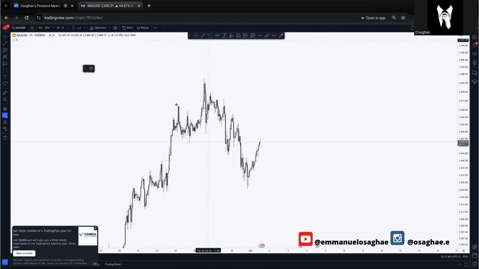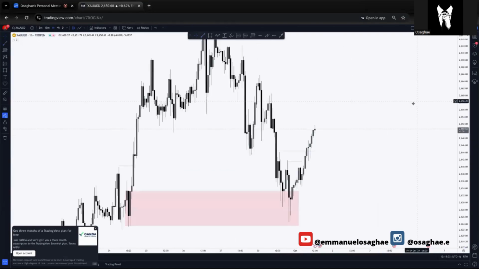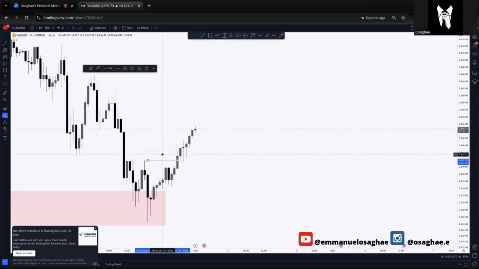Okay, let's just cut the story short. We are currently reacting off this demand zone, and that demand zone broke structure to the upside from here, and then broke further structure to the upside. That's two structures that have been broken there. Now remember, your first pullback is always fake. Your first pullback is always fake.